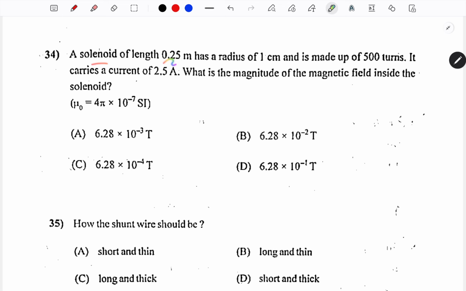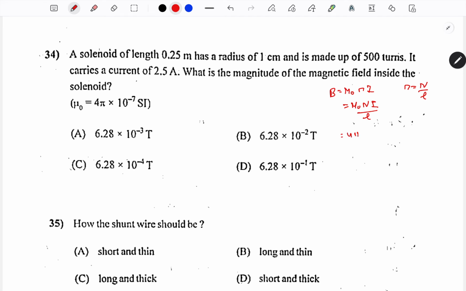Next, a solenoid of length 2.5 and radius 1 centimeter is made up of 500 turns. It's carrying a current of 2.5 ampere. What is the magnitude of magnetic field inside the solenoid? Magnitude of magnetic field inside the solenoid, B is equal to mu 0 n into I. For n we know that it is capital N by L, it is small n, so B is mu 0 N I by L.